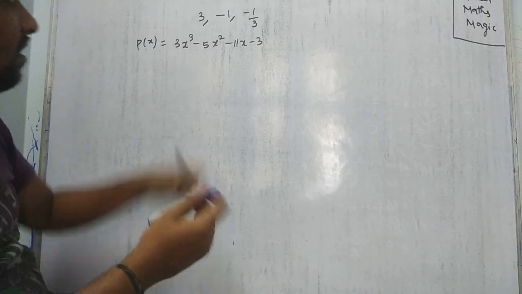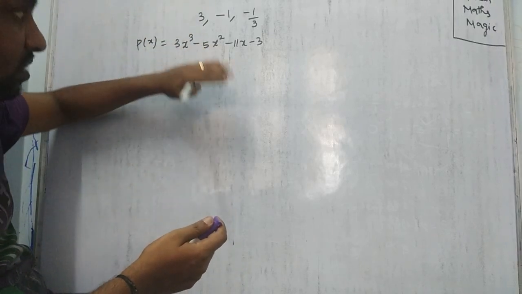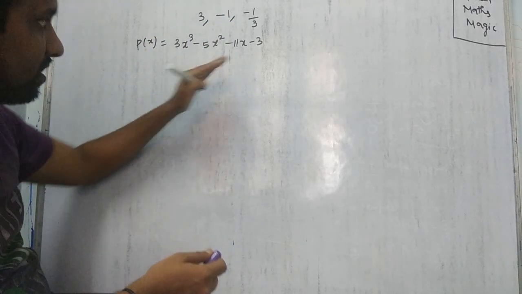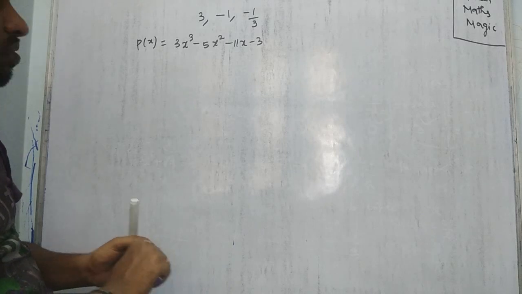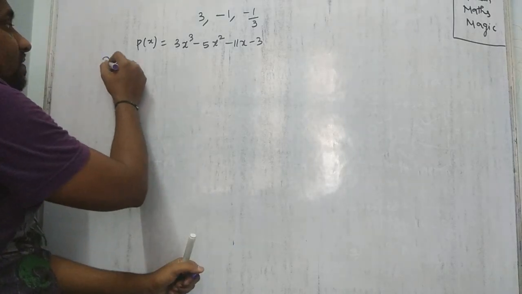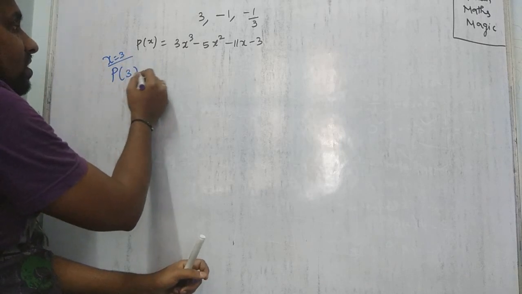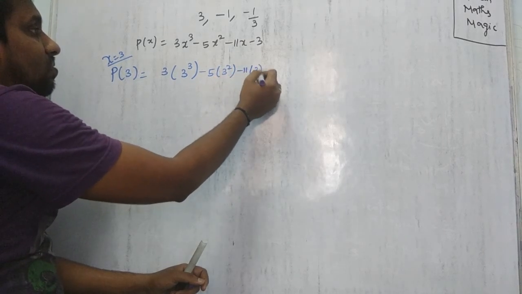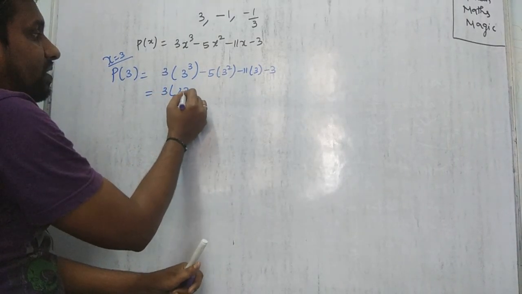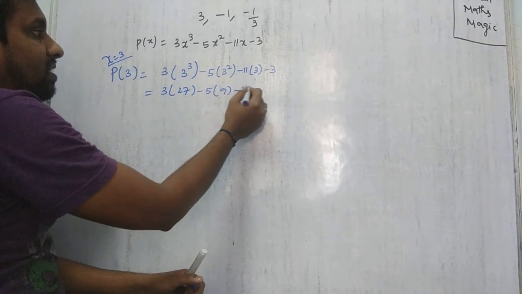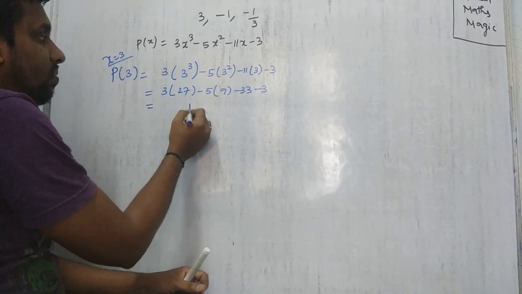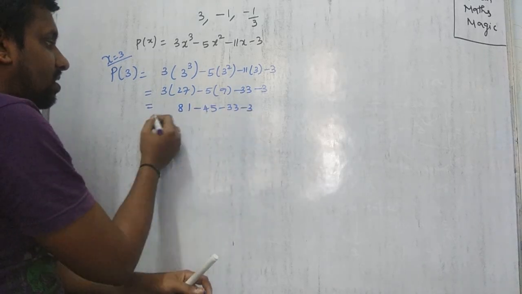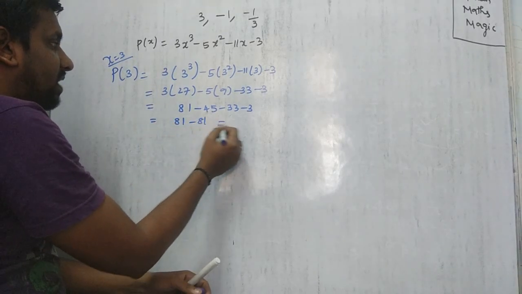What is the standard procedure? You substitute each number one by one. If the answer is 0, then yes, 3 is the root. Substitute -1; if the answer is 0, then yes it is a root. You have to do that for all the 3. I will do one. First case, when x equal to 3. So p of 3: wherever x is there, put 3. 3 times 27 minus 5 times 9 minus 11 into 3 minus 3. So this is 81 minus 45 minus 33 minus 3. So 81 minus 81, answer 0.